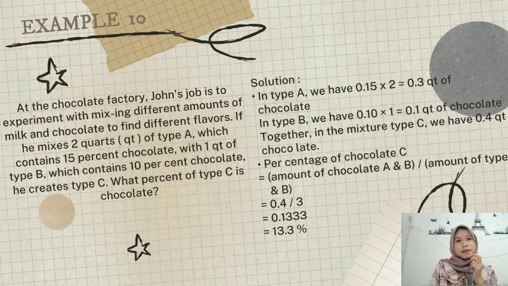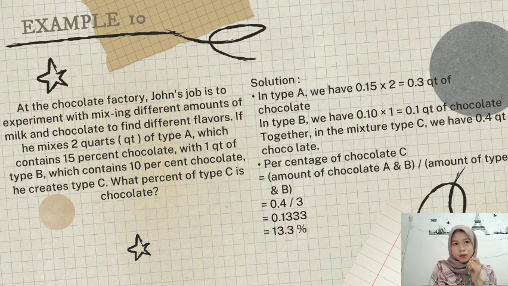And last, example 10. At the chocolate factory, John's job is to experiment with mixing different amounts of milk and chocolate to find different flavors. If he mixes 2 cuties of type A, which contains 15% chocolate, with 1 cutie of type B, which contains 10% chocolate, he creates type C. What percent of type C is chocolate?